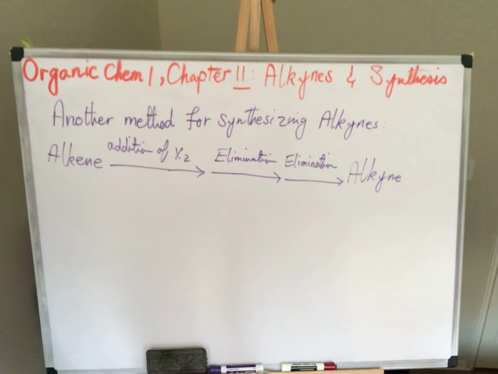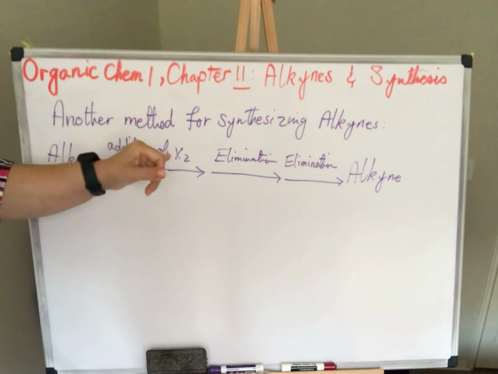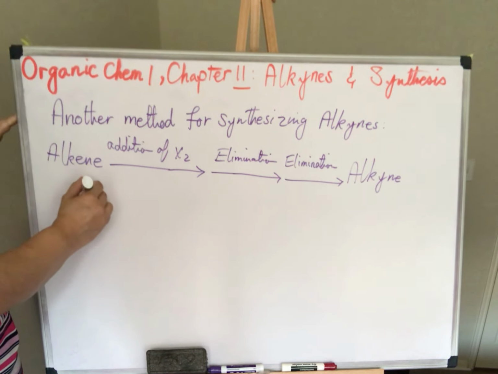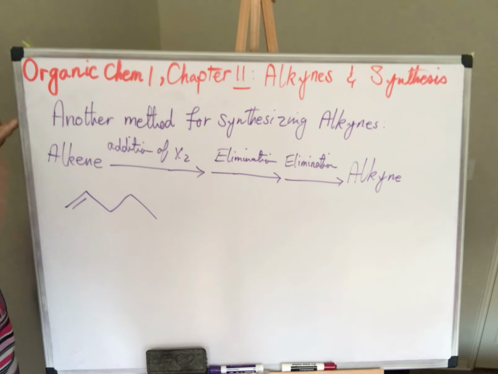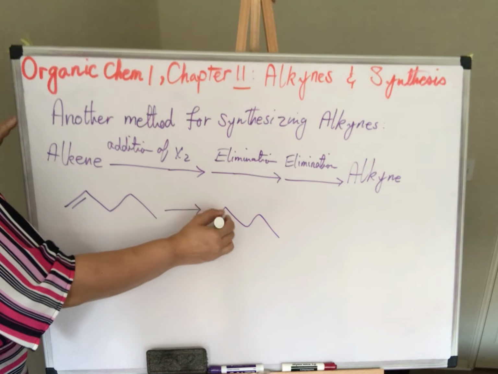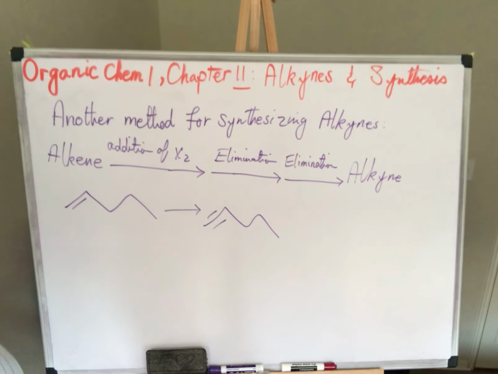Another method for synthesizing alkynes that I did not mention in the previous video because I didn't want it to be too long is to add the halogen to an alkene, so addition of halogen to alkene, and then double elimination. Let's say you have this alkene and you want to make this alkyne out of it, right? You want to change the double bond to a triple bond.